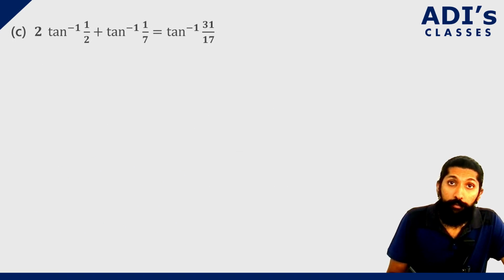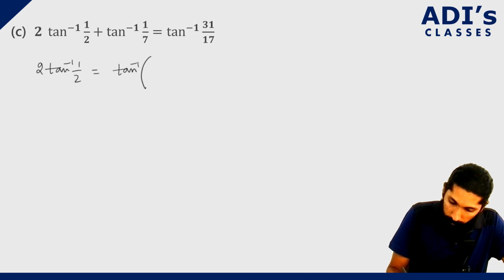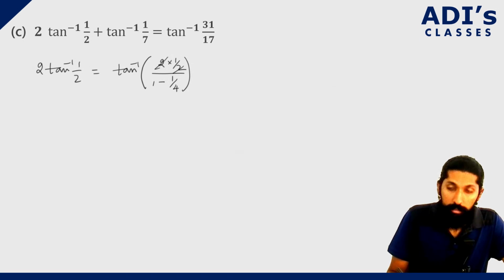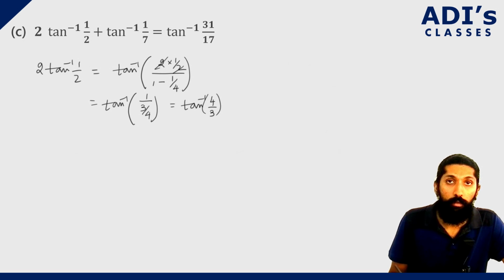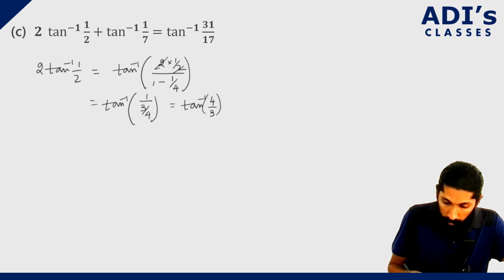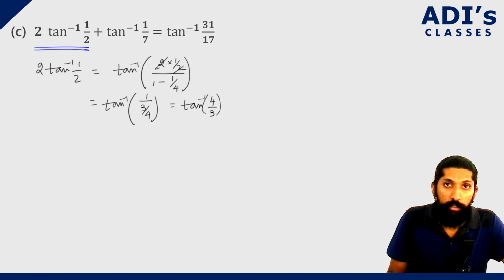2 tan inverse of half. So we'll write 2 tan inverse of half is equal to tan inverse of 2 into half by 1 minus half square, that is 1 minus 1 by 4. Cancel, cancel. 1 minus 1 by 4 is 3 by 4, so this becomes tan inverse of 4 by 3. Now what is the actual question here? Instead of 2 tan inverse of half, you can write tan inverse of 4 by 3.